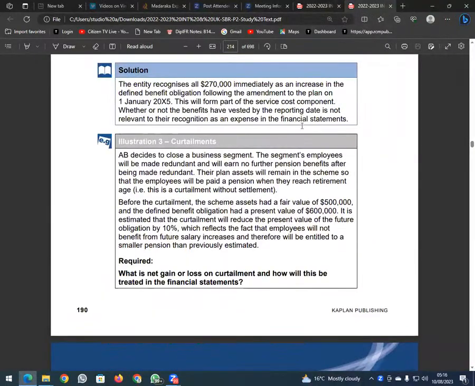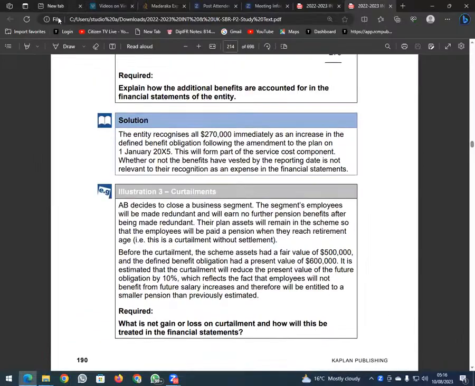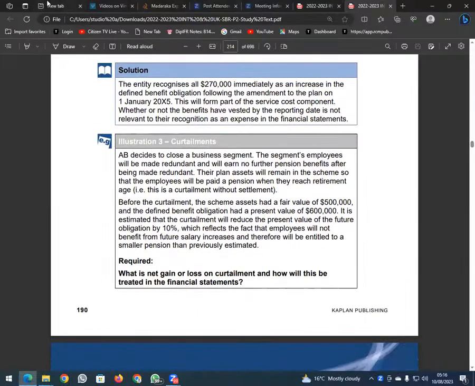Let's read again. AB Limited decides to close a business segment. The segment employees will be made redundant and will earn no further pension benefits after being made redundant. Their plan assets will remain in the scheme until these guys retire. Before the curtailment, the scheme assets were worth 500,000, and the defined benefit obligation has a present value of 600,000.